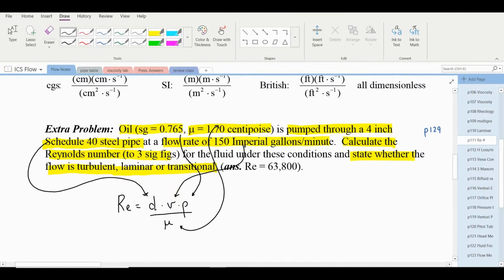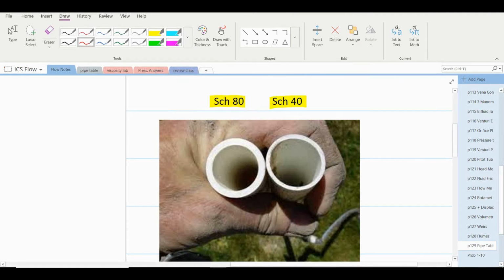Let's start with the diameter, and notice that a 4-inch Schedule 40 pipe is being used. A 4-inch Schedule 40 tells us the nominal size, not the exact size. We need the internal diameter. If you go to page 129, we'll show you how that's done. When you read the self-study unit on pipes, fittings, valves, and pumps, you'll be introduced to schedule numbers. Schedules refer to wall thicknesses.